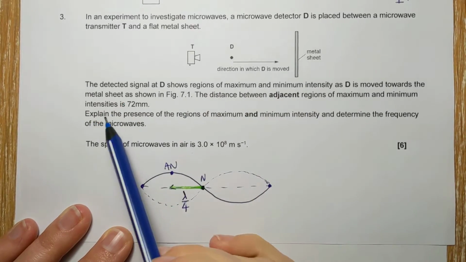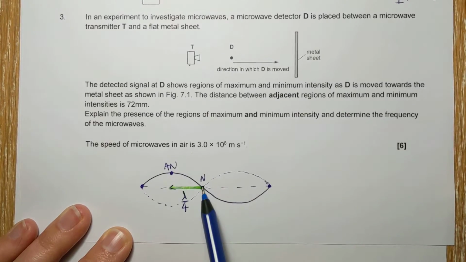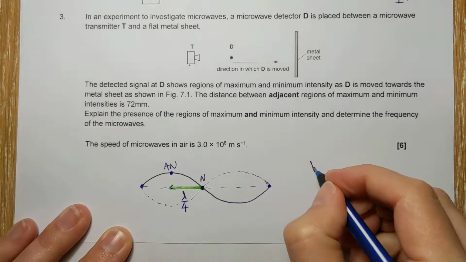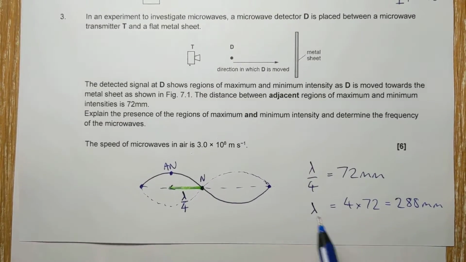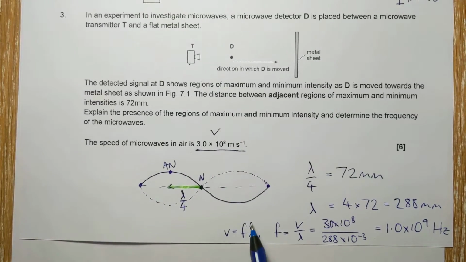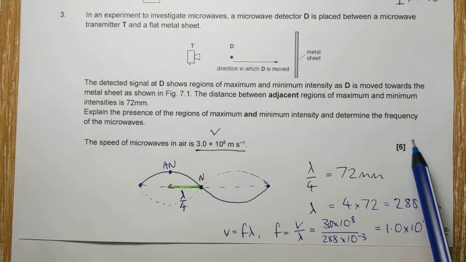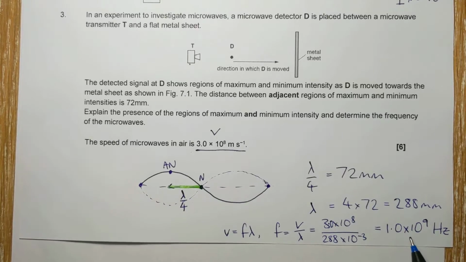Okay, and we're told what that is. The distance between adjacent maxima and minima is 72 millimeters. So that allows us to work out the wavelength of the wave. We also know the speed of the wave. And so using the wave speed formula, we can calculate the frequency, 1 gigahertz. Okay, and so for full marks, for the full 6 marks, you needed a clear explanation and a correct calculation of the frequency. So there's the frequency.